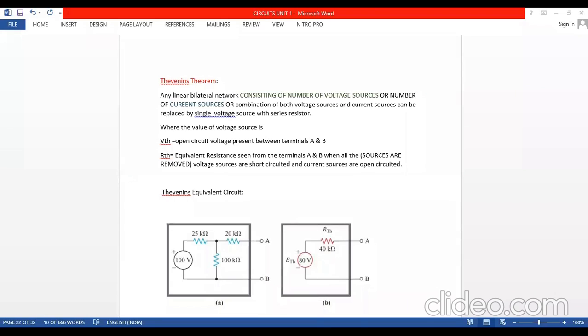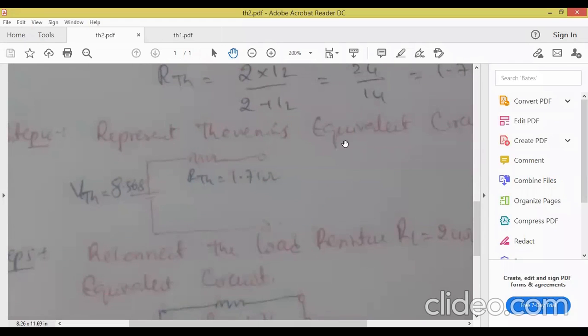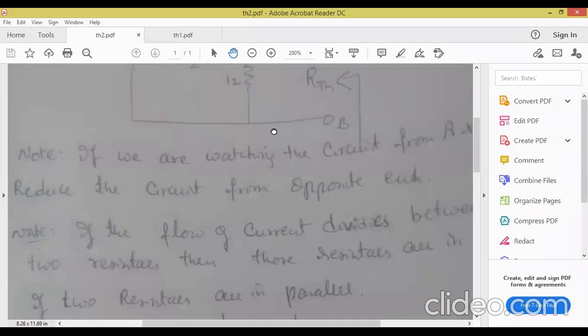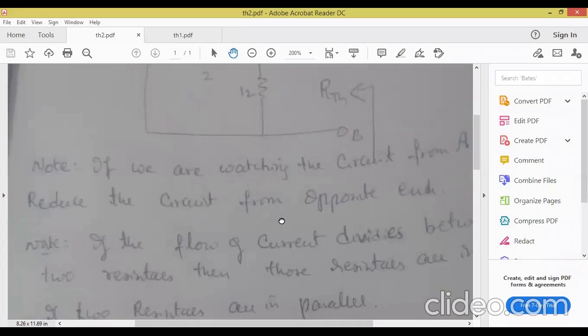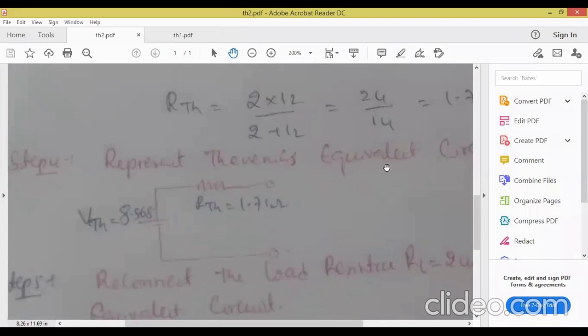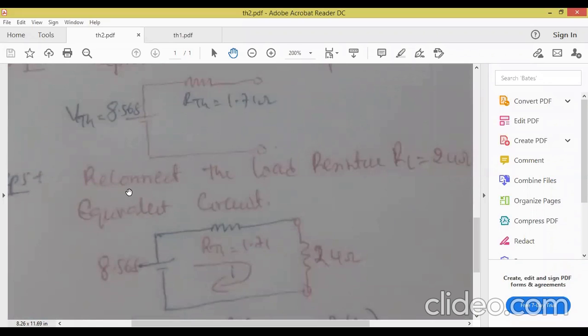Then we have to calculate the RTH. So what is the formula for RTH? It is the equivalent resistance seen from the terminals A and B when all the voltage sources are short circuited and current sources are open. Okay, so we have taken note of these points. I will share these two PDFs. RTH we have calculated, and then we represent Thevenin's equivalent circuit and reconnect. Last step, anyone tell me what the last step is? Reconnect the load resistance.